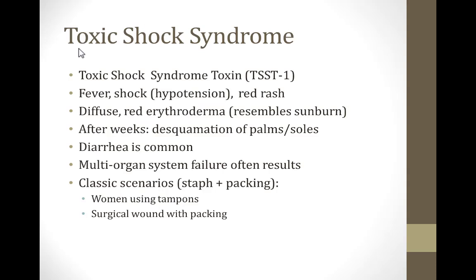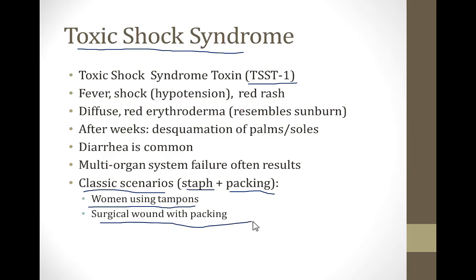So first let's talk about the toxic shock syndrome. This occurs when Staph aureus secretes toxic shock syndrome toxin, or TSST-1, and it gets into the systemic circulation. The classic scenario for this is someone who is exposed to staph and also some type of packing material. So women who are using tampons or surgical wounds that have been packed, if those wounds get dirty, the staph can thrive and it can release this toxin into the systemic circulation.